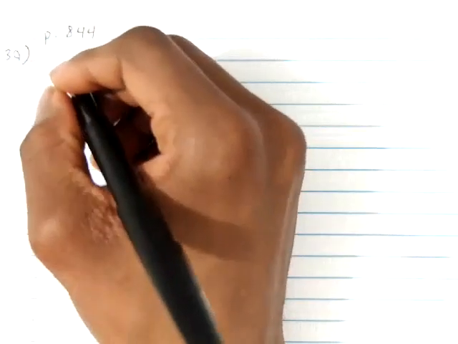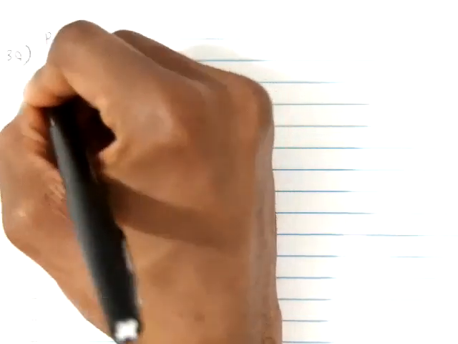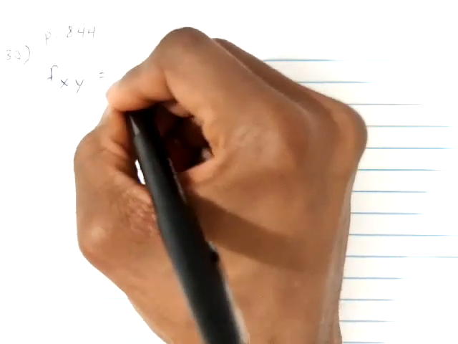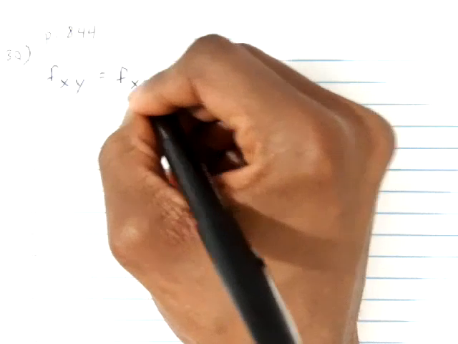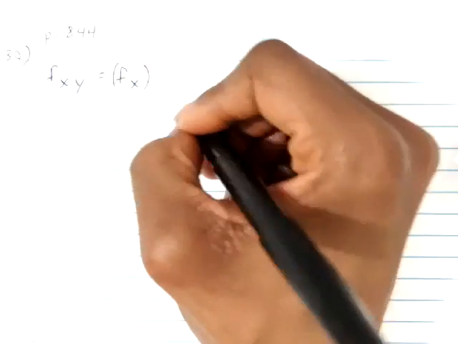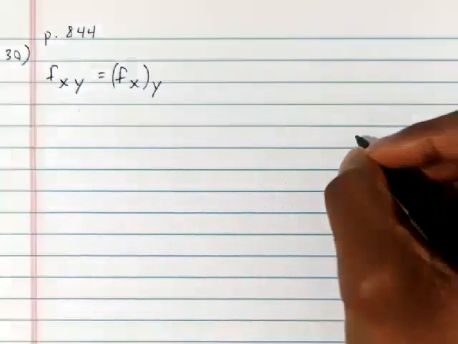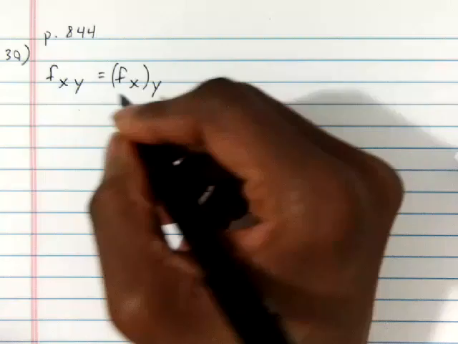So, before I even write down the function, let me just write down what they want because we haven't done this yet. So f sub xy. Now, this is just saying, first find the partial of f with respect to x. Whatever you get there, find the partial of that with respect to y. That's what that notation means.